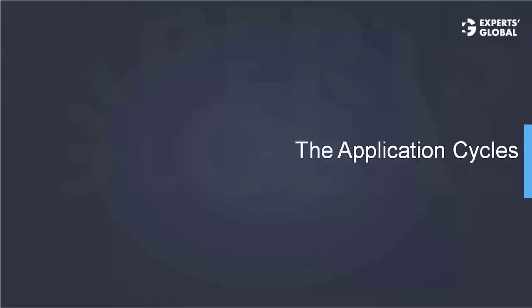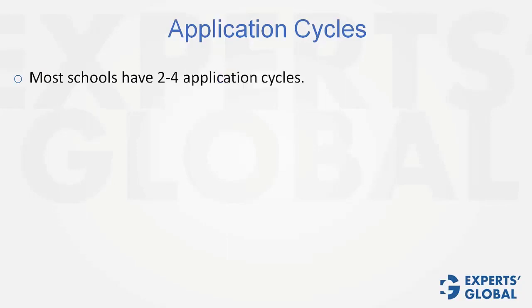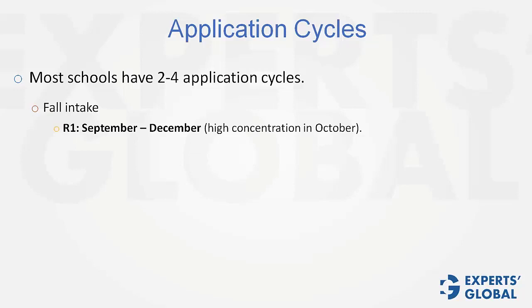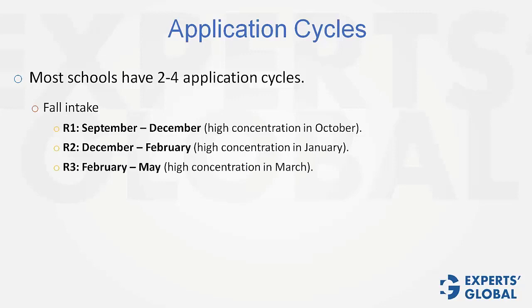The application cycles. Most schools have 2 to 4 application cycles. For the fall intake, the Round 1 deadlines are generally between September and December. A high concentration of deadlines is in October. That is when a lot of schools have their deadlines. Round 2 deadlines are between December and February. A high concentration is in the first half of January. And Round 3 deadlines are generally between February and May, with a high concentration in March. Round 3 deadlines are not ideal for international candidates.